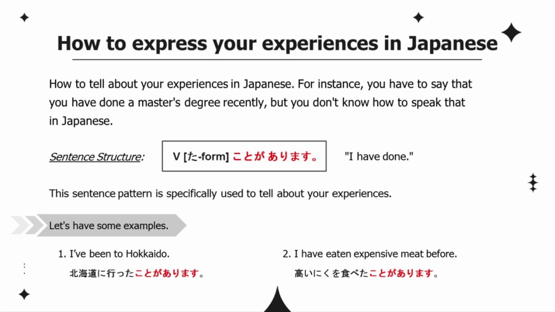I've been to Hokkaido. 北海道に行ったことがあります。I have eaten expensive meat before. 高い肉を食べたことがあります。Please note that the verb in this sentence uses the ta form. If you ask a question, you'd ask ta form, verb plus koto ga arimasu ka?